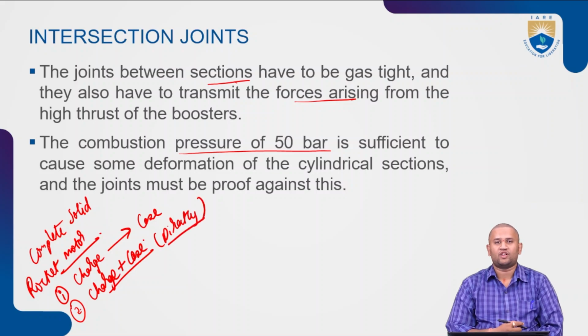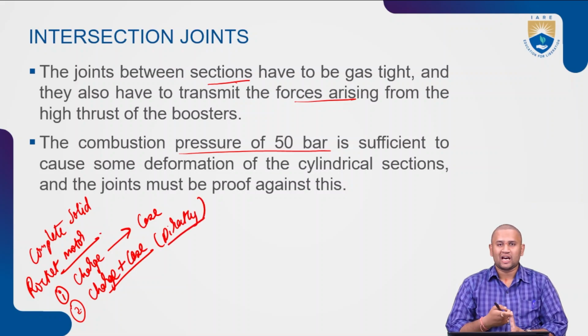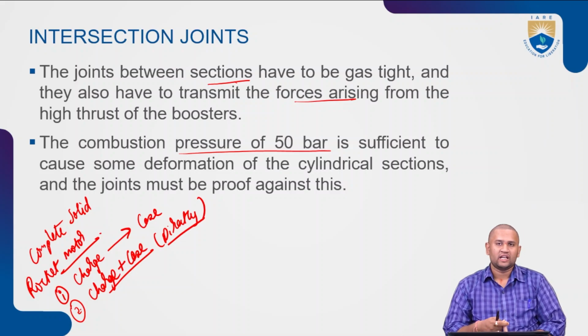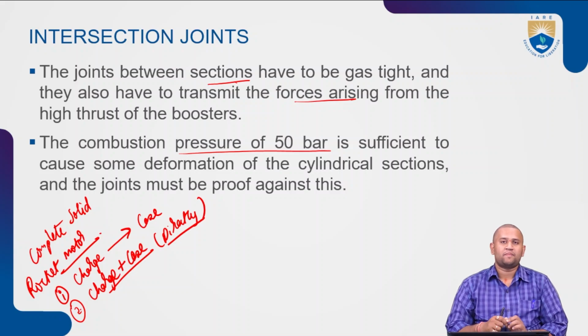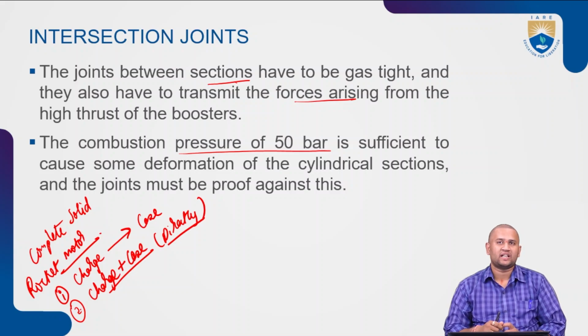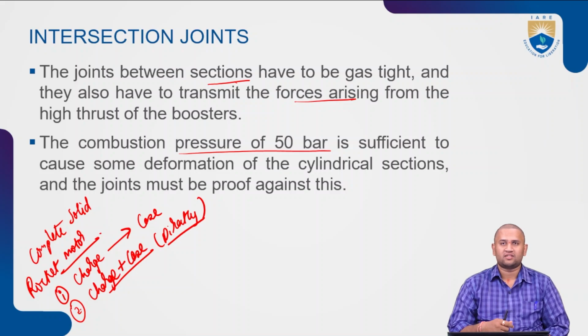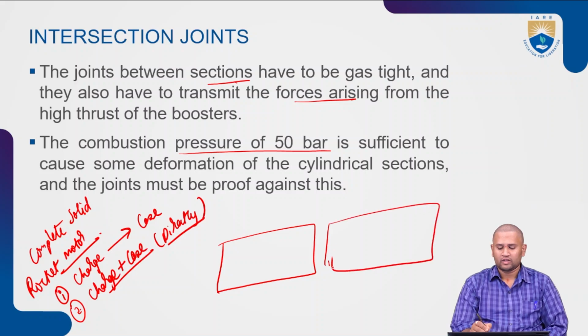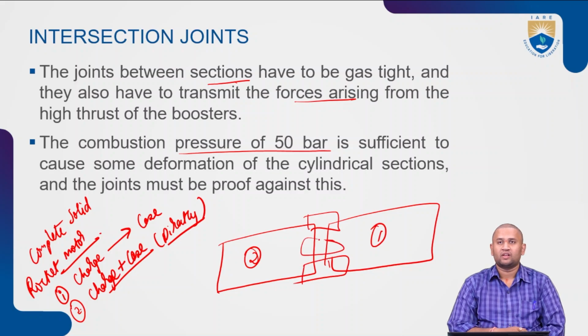Now, during this, what happens? The charge has to be properly aligned. The case has to be properly aligned in order to maintain the required pressure as well as the operating conditions. Now, coming to the intersection joints. For a larger booster, we will be creating small sections. This is your first charge, this is your second charge. These will be connected using flanges.